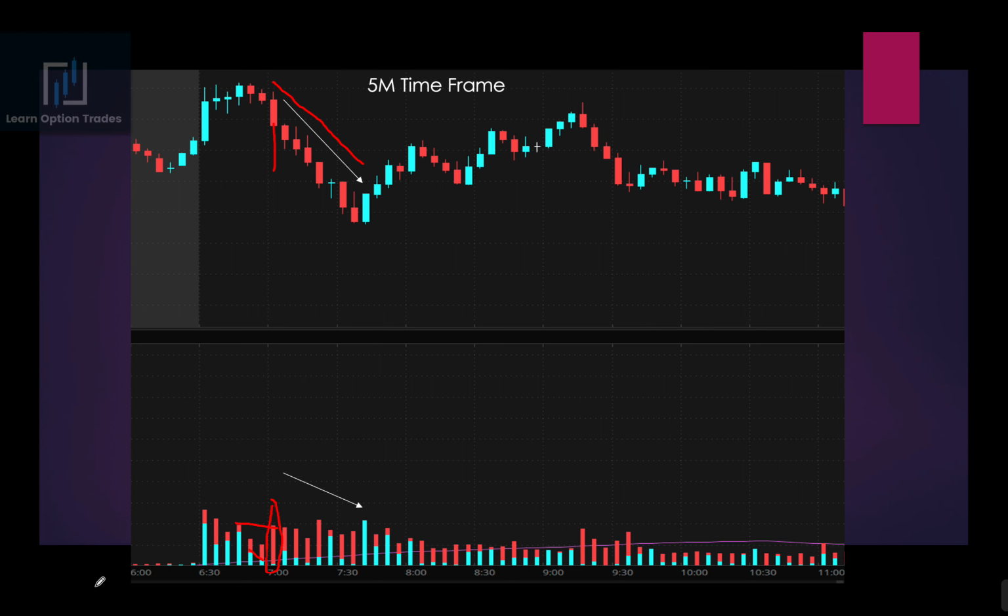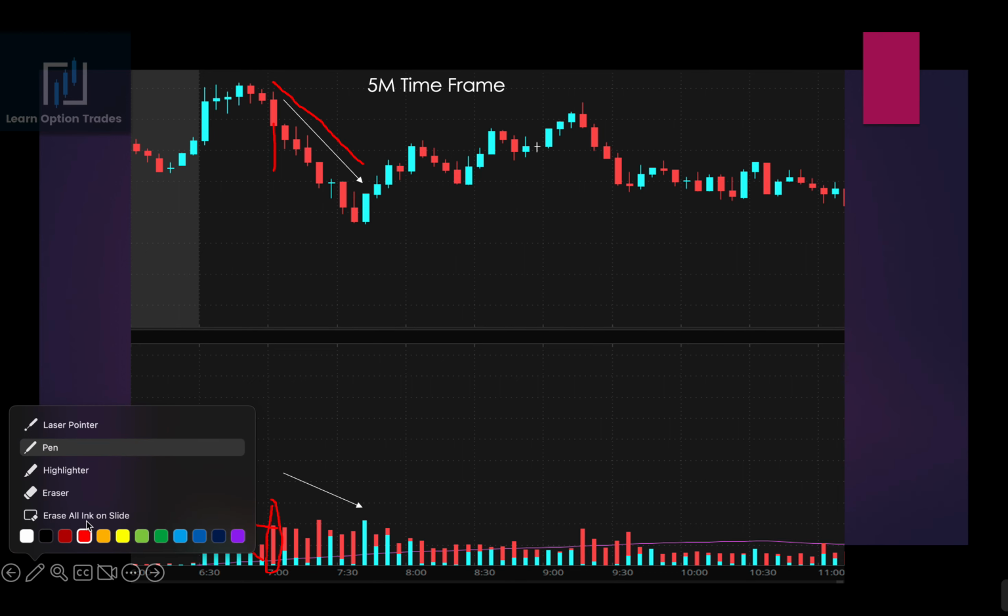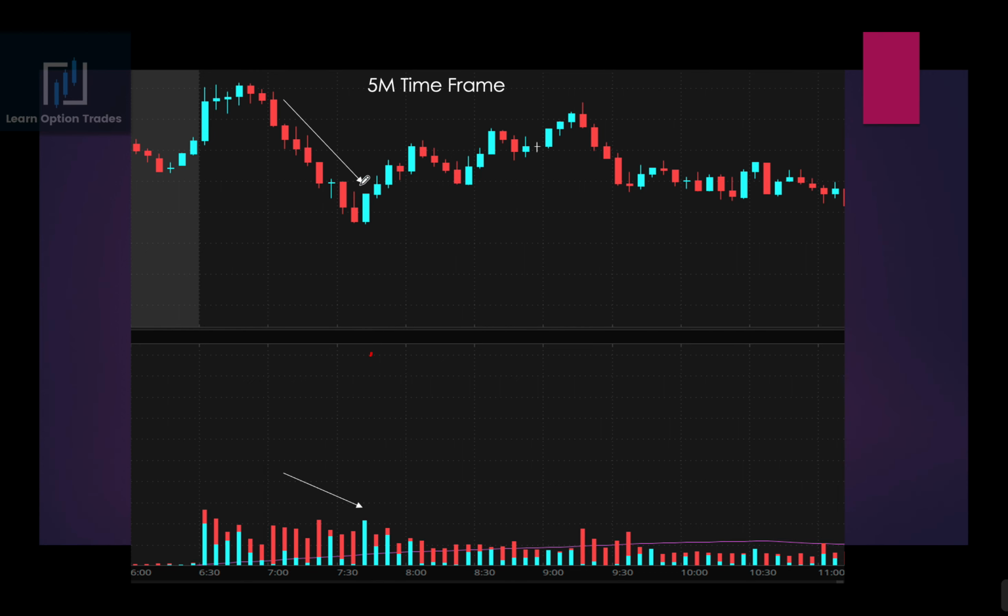But then, guys, something that I pointed out that's super important is, look at this specific candle. Look at the volume. I almost don't even have to point this out. You guys can practically see it for yourselves.